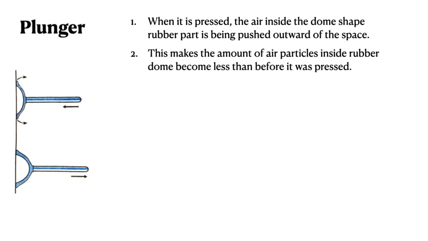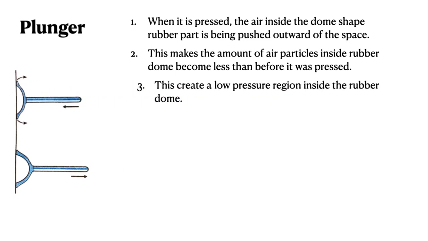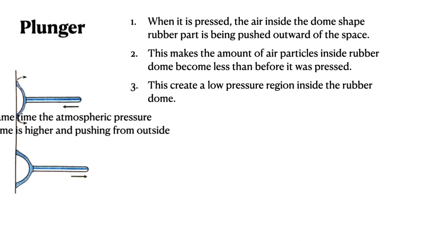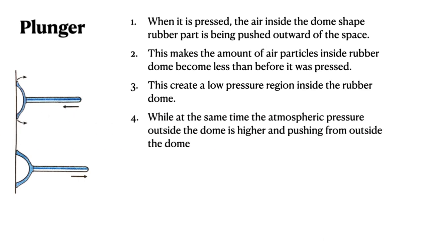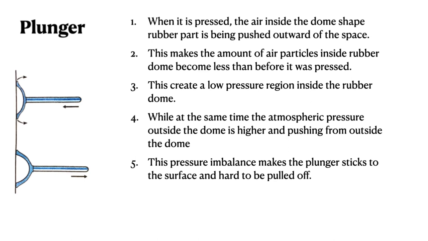This makes the amount of air particles inside it become less than it was. Then this creates a low pressure region inside the space. At the same time, the pressure from the atmosphere is higher on the outside, pressing the rubber dome. This pressure imbalance makes the plunger stick to the surface and hard to pull off.